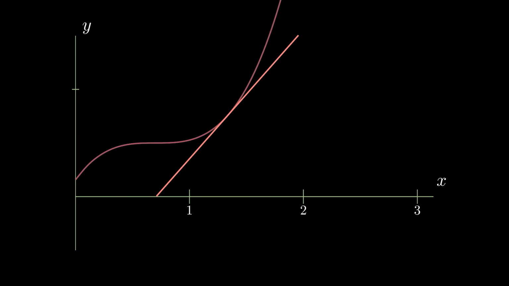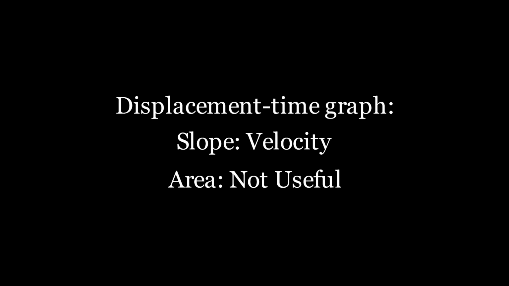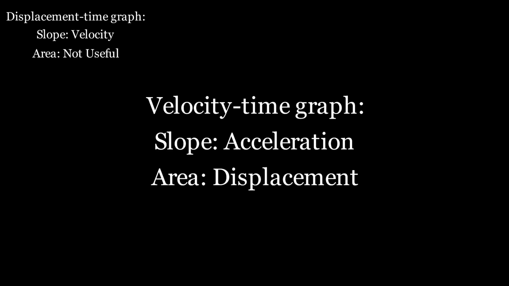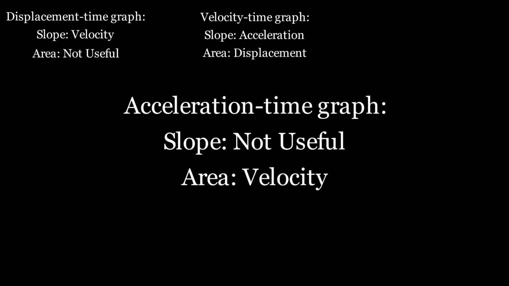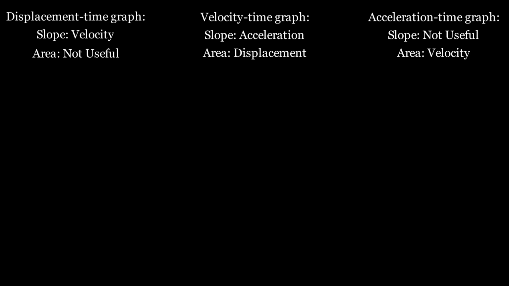To wrap things up, let's quickly do a recap of what we just covered. Let's start with displacement time graphs. Calculating the slope gives us the velocity, and the area is not very useful. When it comes to velocity time graphs, calculating the slope finds the acceleration, and calculating the area finds the change in displacement. Lastly, acceleration time graphs. The slope is not useful in our cases, however, it does provide a quantity, and the area is the change in velocity.